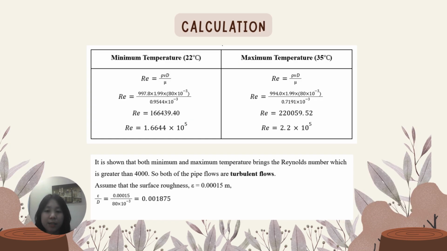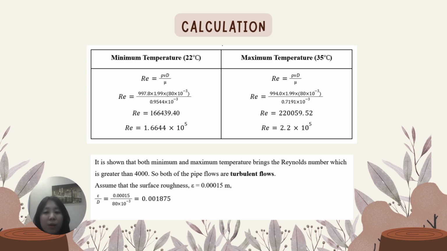After we get the density and also the dynamic viscosity from the data, then we can sub into the formula to find the Reynolds number. For both temperatures, we get greater than 4000, so they are both turbulent flow. Since they are turbulent flow, we use the Moody chart to find the friction.